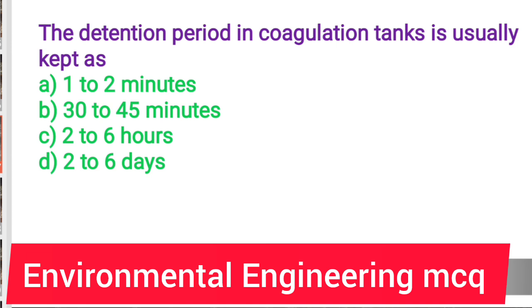Next question, the detention period in the coagulation tank is usually kept as: option A 1 to 2 minutes, option B 30 to 45 minutes, option C 2 to 6 hours, option D 2 to 6 days. The correct answer is option C 2 to 6 hours.